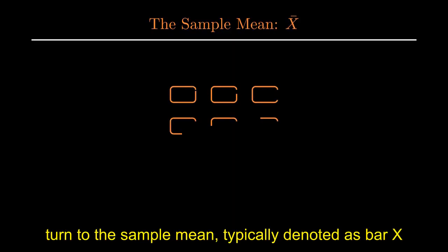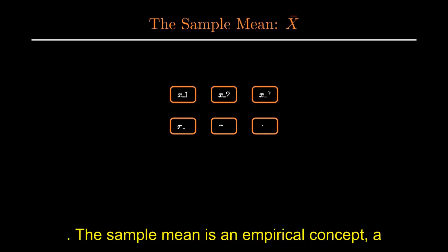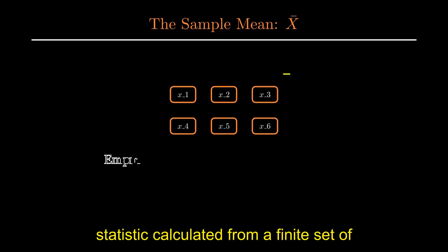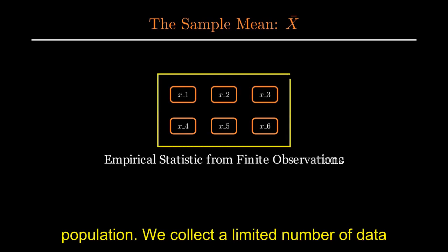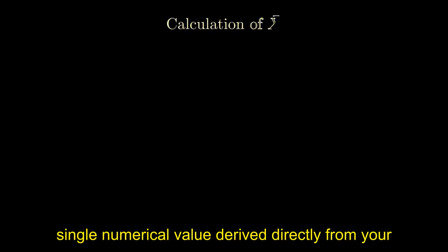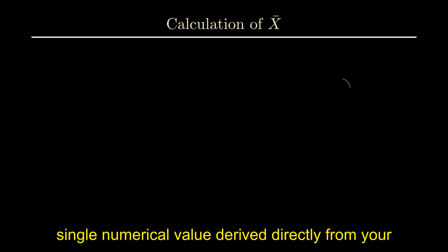Now, let's turn to the sample mean, typically denoted as x-bar. The sample mean is an empirical concept, a statistic calculated from a finite set of observations, a sample, drawn from a larger population. We collect a limited number of data points, sum them, and divide by the count. It's a single numerical value derived directly from your collected data.